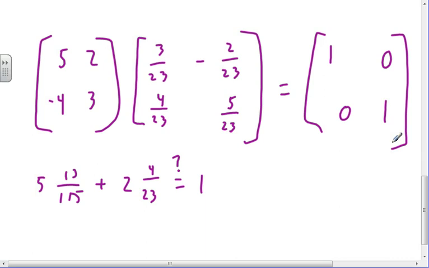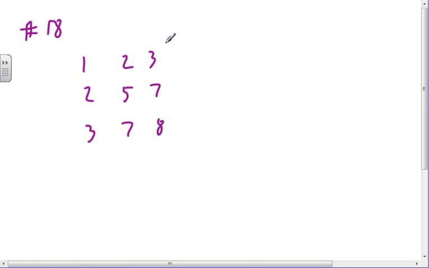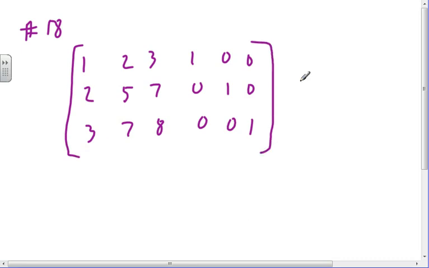All right, let's find another easy one here. Number 18 looks easy. 1, 2, 3. 2, 5, 7. 3, 7, 8. 1, 0, 0, 0, 1, 0, 0, 0, 1. Okay. 4-0 for setting up the problem.